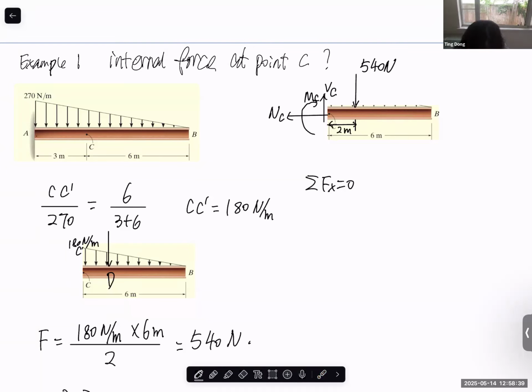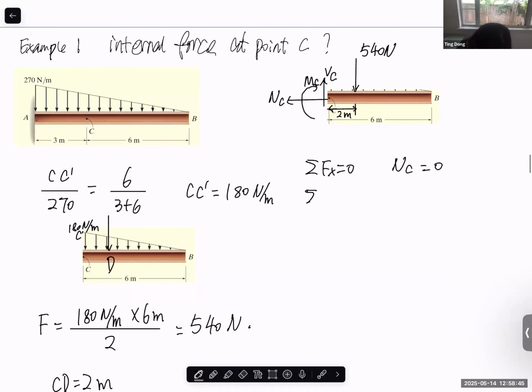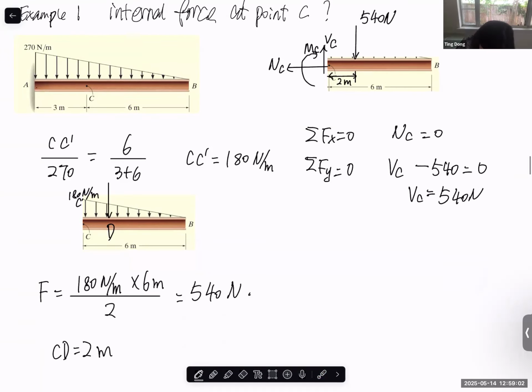So now we have, since there's nothing in the axial direction, NC equal to 0. This part is easy. Force in the y direction equal to 0. So we have VC upward, 540 downward, so VC is 540 Newton.